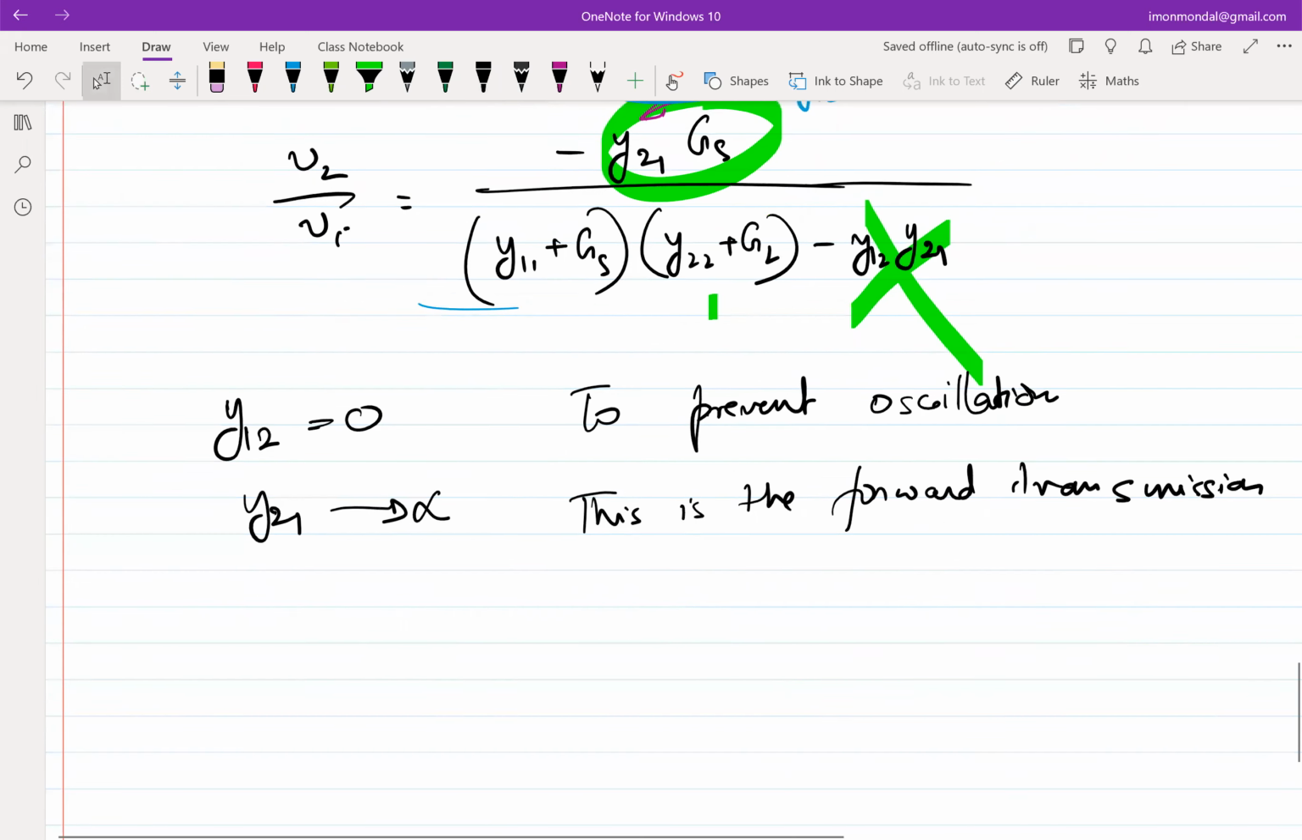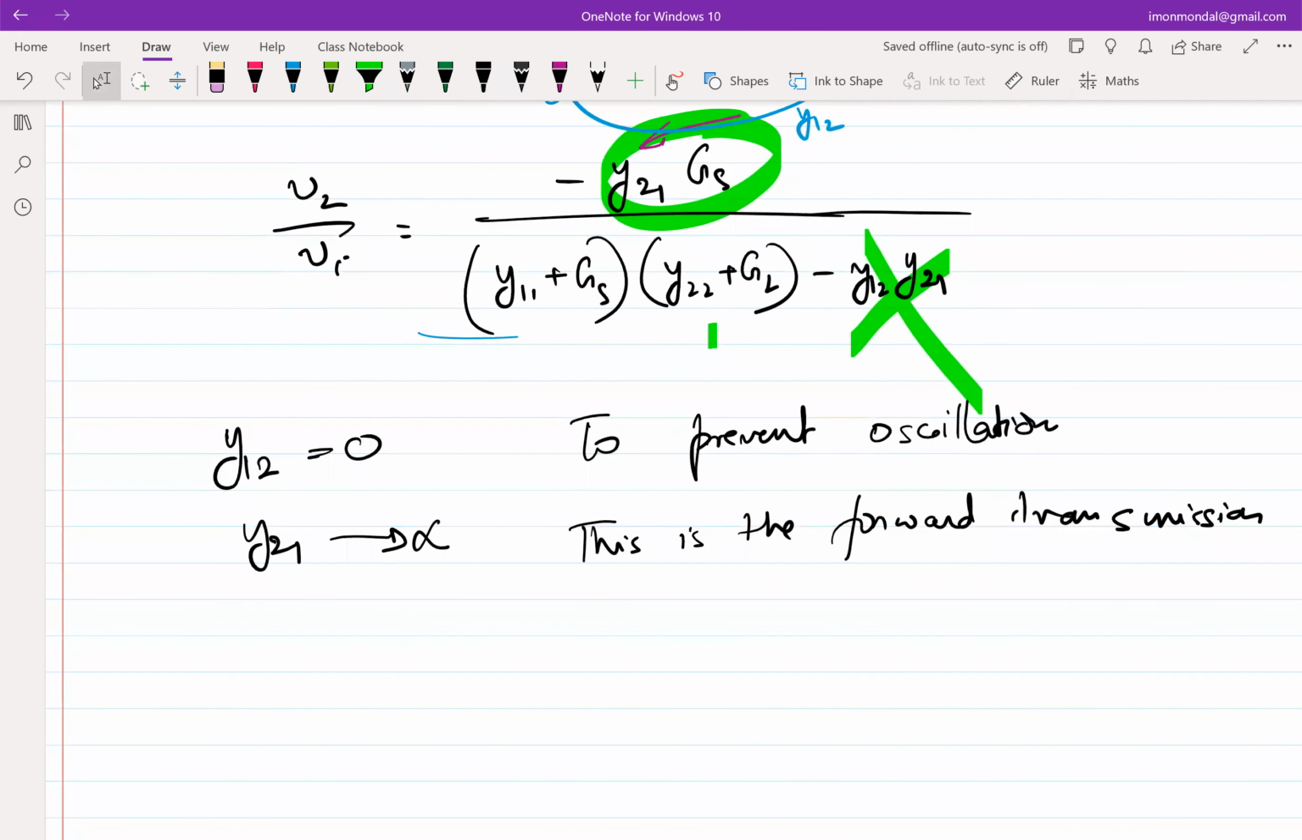Okay, fine. So y21 should be as large as possible. If you are not comfortable with thinking in terms of infinity, assume y21 should be as large as possible. So that is fine. Now, could you comment on the other two terms in the denominator, the network in the box? Can you comment on y11 and y22, assuming they are all positive real? What should they be? Very large, very small?